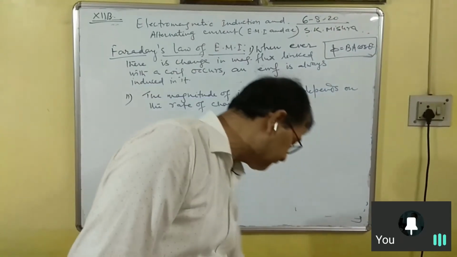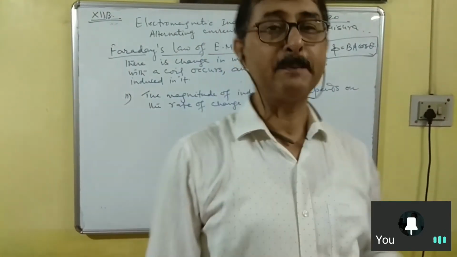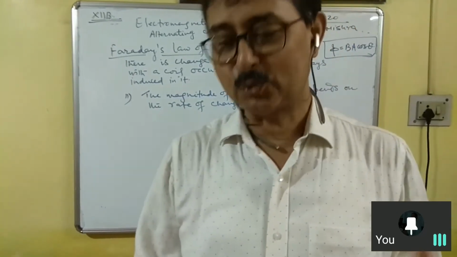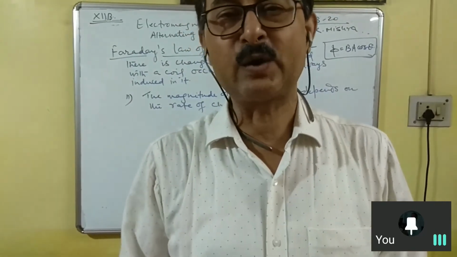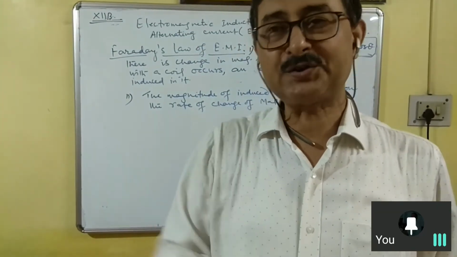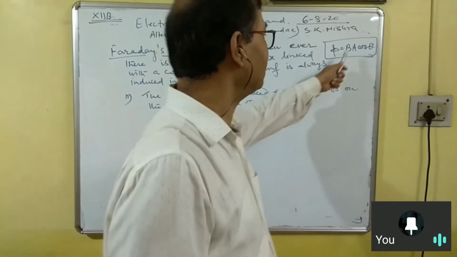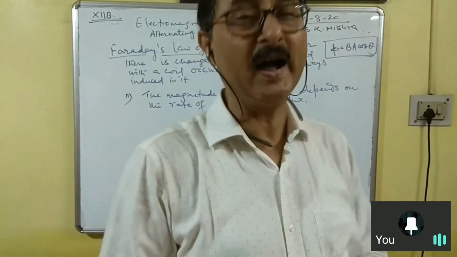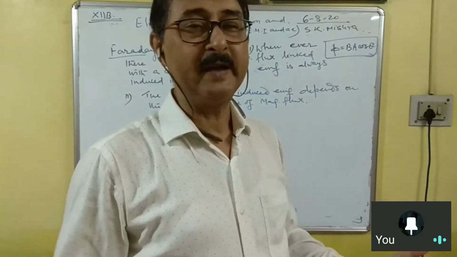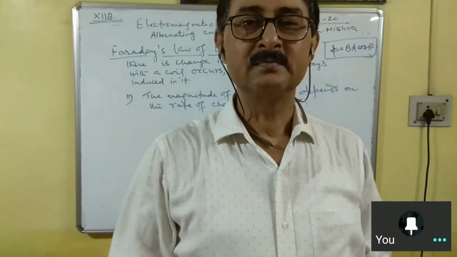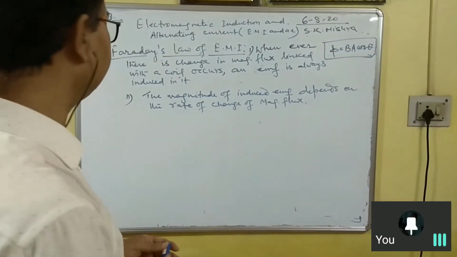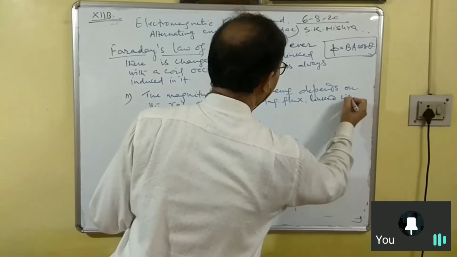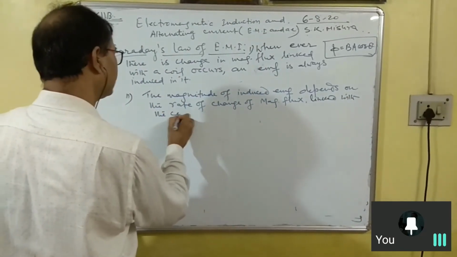Actually, in a generator, you might have seen RPM, rounds per minute. The more the RPM, the more the induced EMF. Inside a generator, two magnetic pole pieces are placed, and the coil is rotating in the magnetic field. The rotation of the coil changes theta, the angle between B and area vector A, and because of that, phi changes. If the RPM of the coil is very high, then the induced EMF, the voltage generated, will also be very high. So the magnitude of induced EMF depends on the rate of change of magnetic flux linked with the coil or circuit.